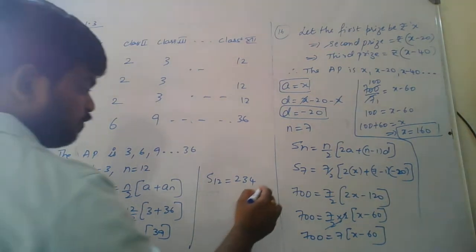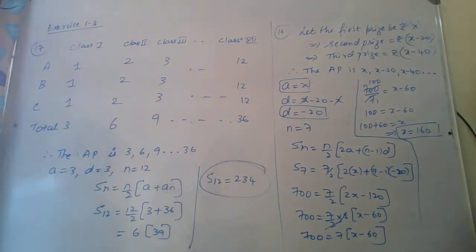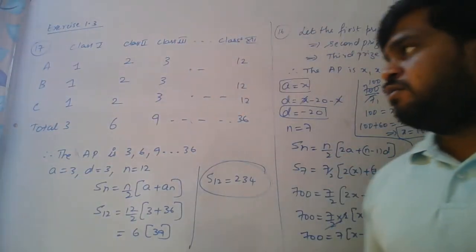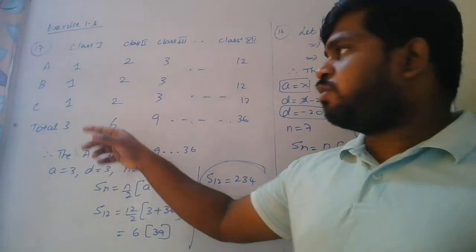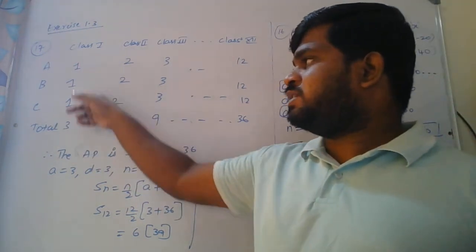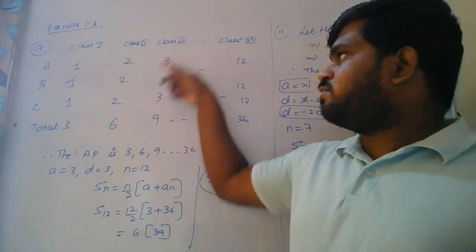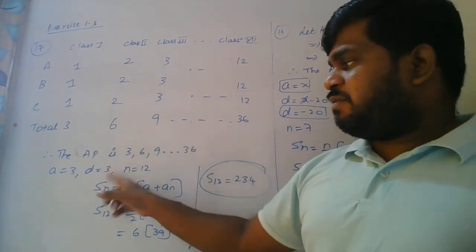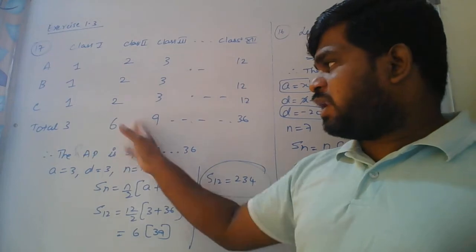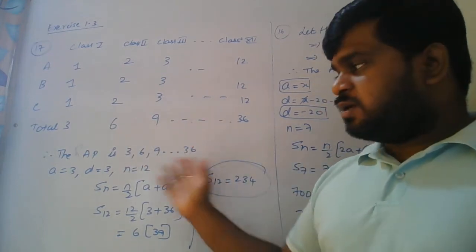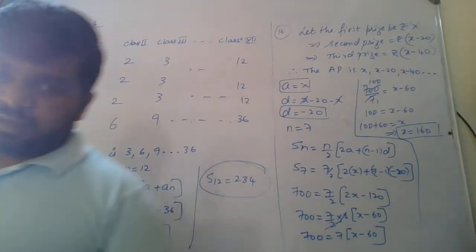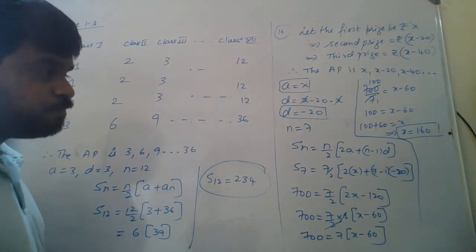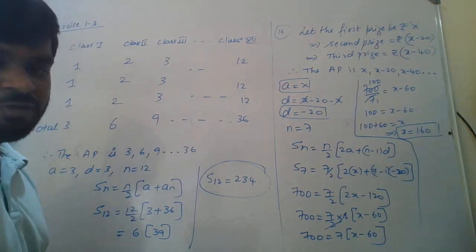So the total number of trees planted by the entire school is 234 trees. From each class we calculated the total number of trees. From class 1 it is 3 because there are 3 sections, from class 2 it is 6, from class 3 it is 9. So we got all the things. This is an AP. Find the A value and the D value. N is 12 because there are 12 classes. So use the formula and you will get the answer. Okay, this is regarding the 17th one, where we found the number of trees.